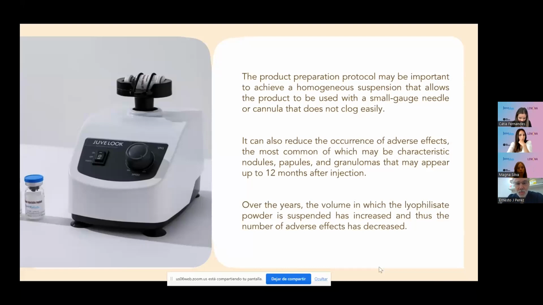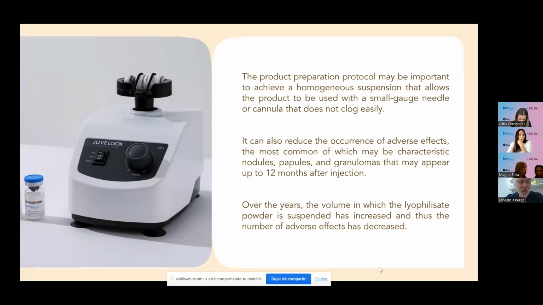Okay, I was talking about the protocol of preparation of the product. That is important to have a good suspension that allows the product to be used with a small gauge needle and a small caliber of cannulas.